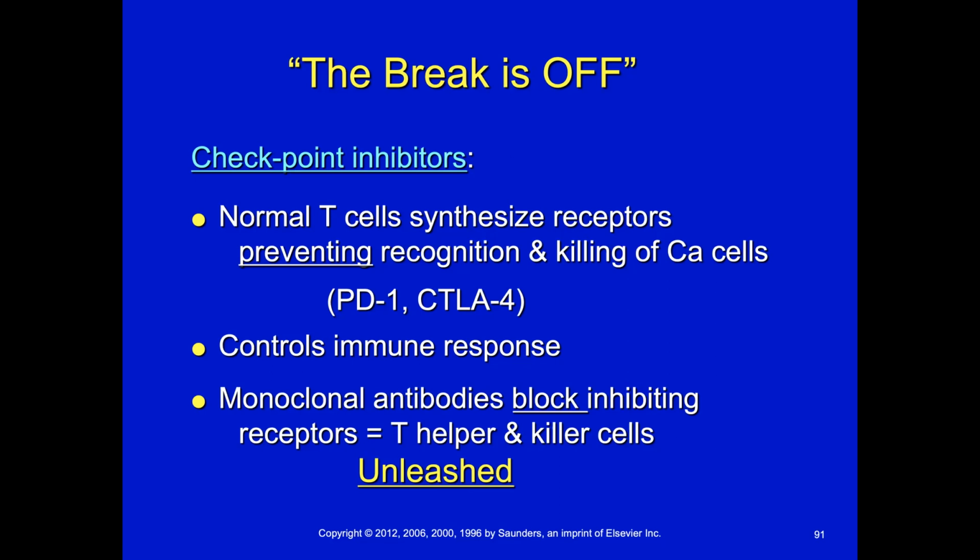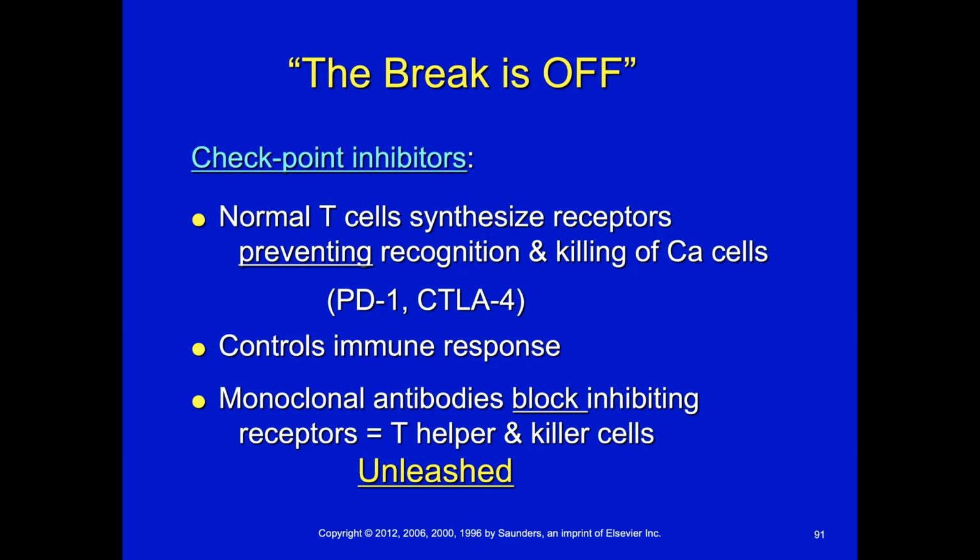The researchers were able to identify two receptors that are involved with this. One is PD-1 and the other is CTLA-4. There are others now that have been discovered, but these were the first ones and the main ones involved. So the researchers developed monoclonal antibodies that would interfere with the workings of these two receptors and, by doing that, keep them from turning off, in a sense.